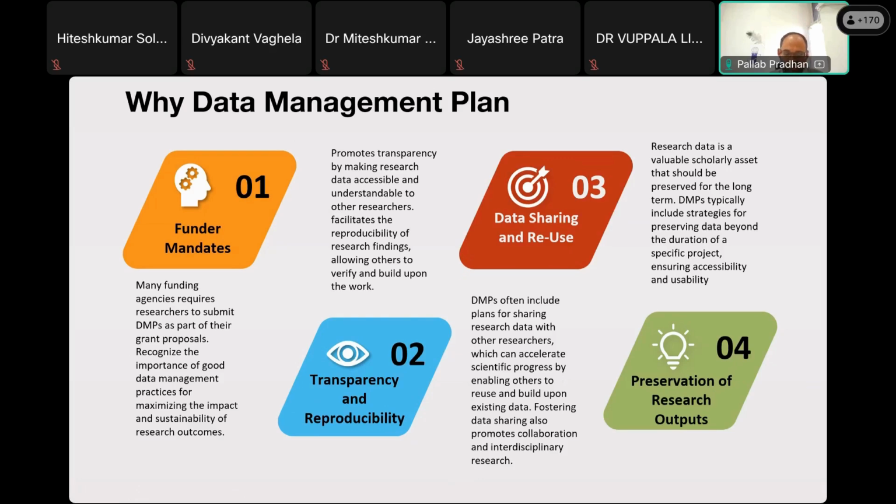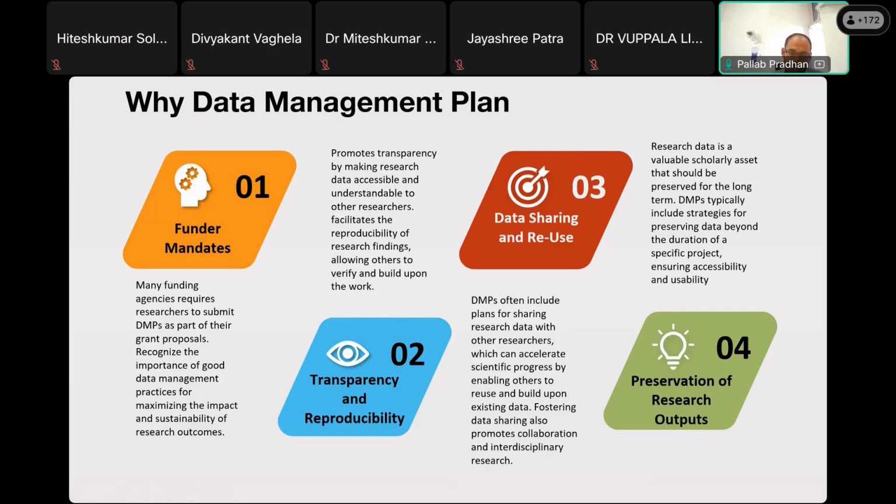If you have a data management plan, like how you are sharing your data, how you're depositing your data, and all these things. So let's say sustainability matters. Whatever you are doing should be available forever. And the second important aspect is transparency and reproducibility. So a DMP obviously promotes transparency and reproducibility in the research.